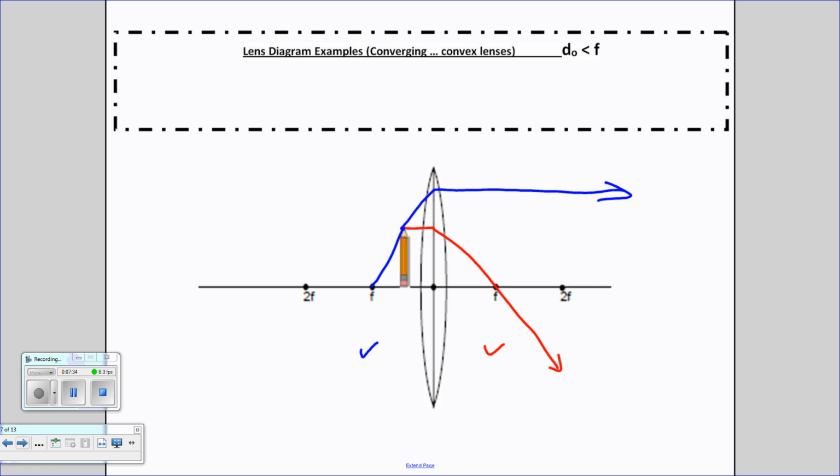Now those 2 lines don't meet. Let's give it a third and see, did I screw up somewhere? Maybe 2 of these lines meet. Nope. None of these lines will meet. All right, what does that mean? Well, that means that my image must be virtual. So I get to backtrack. So backtrack the refraction. Just like we backtrack the reflection, we backtrack the refraction.